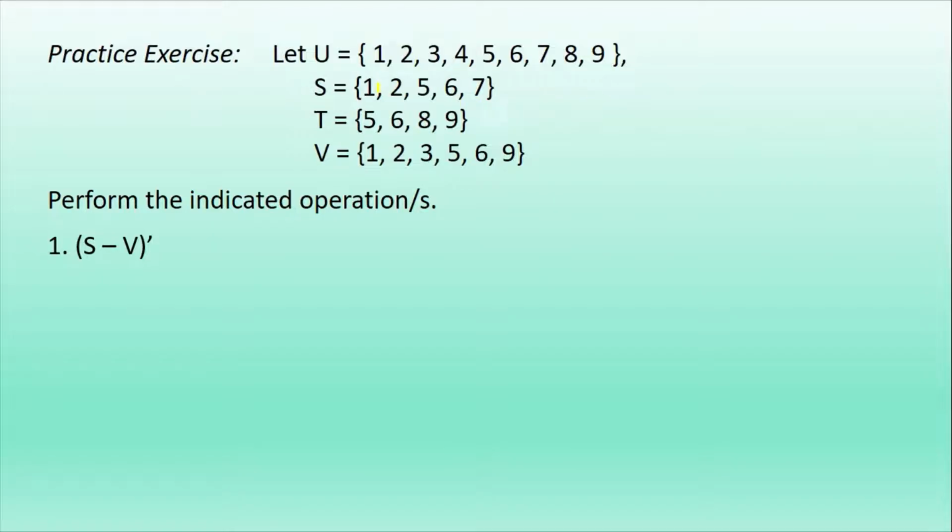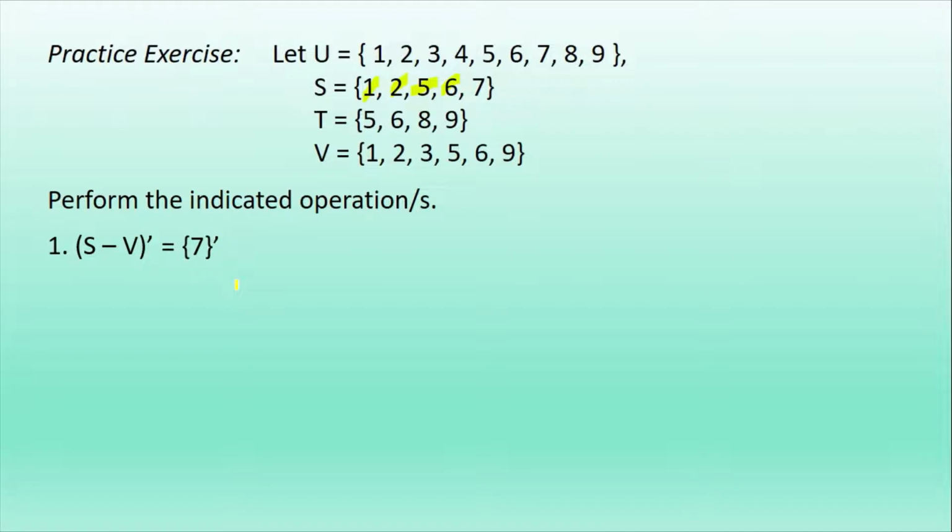Let's look. So S minus V. Common to them is 1, so we erase 1, and 2. Also, we have 5 here. We have also 6. So what remains is 7. So S minus V is 7 prime. So we need to write the prime first because we haven't performed it yet.